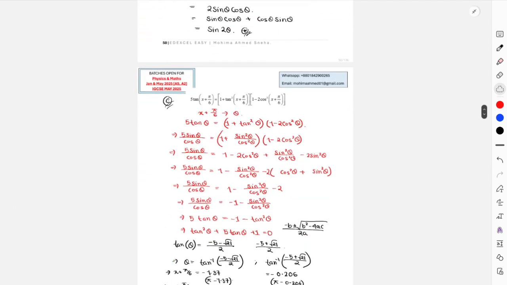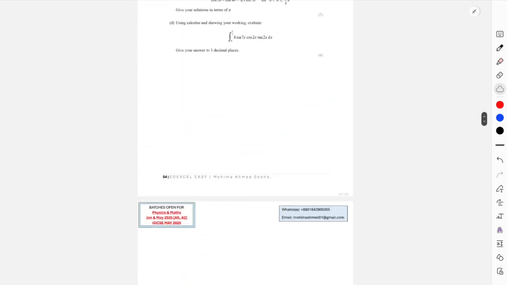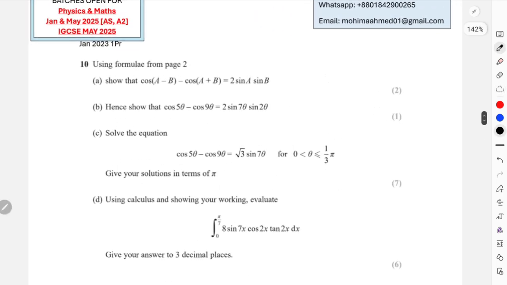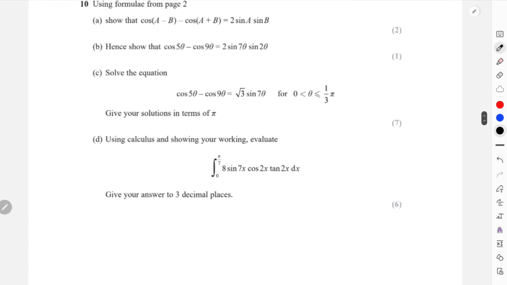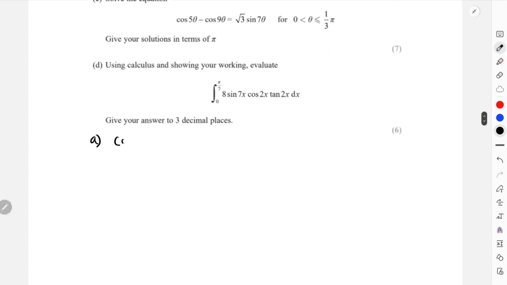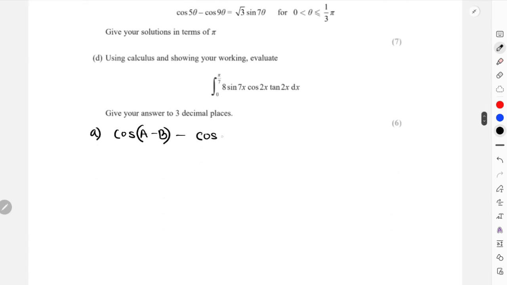We will now move on to your last question of trigonometry. This one. Show that cos A minus B minus cos A plus B is 2 sine A sine B. Okay. For part A, cos A minus B minus cos A plus B. Over here, this is going to be cos A cos B plus sine A sine B.